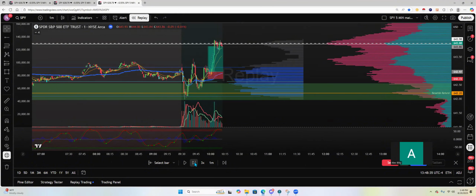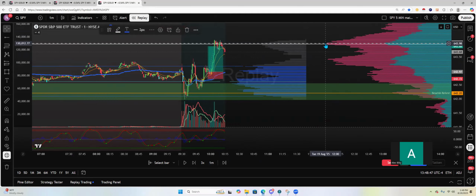Okay, now we've actually shifted the entire point of control up a little bit. There was a lot of volume that came in up there. That's fine. We've retested this point of control that was from a couple days ago. I'm going to go ahead and just erase that one. Now, let's look at the volume profile a little bit and analyze it.